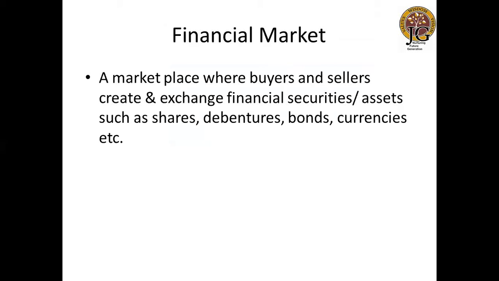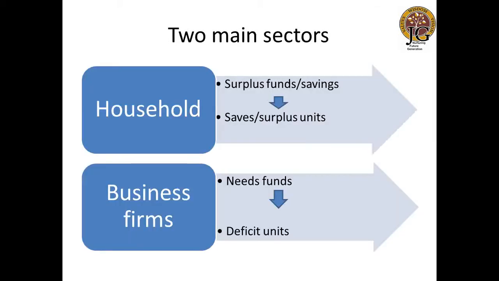Certain times, market is a place where you can create money, you can exchange money, and certain times the money that we have also gets lost. So a marketplace where buyers and sellers create and exchange financial securities or assets such as shares, debentures, bonds, currencies, etc. This financial market is divided into two sectors. The first is household and the second is business firm.